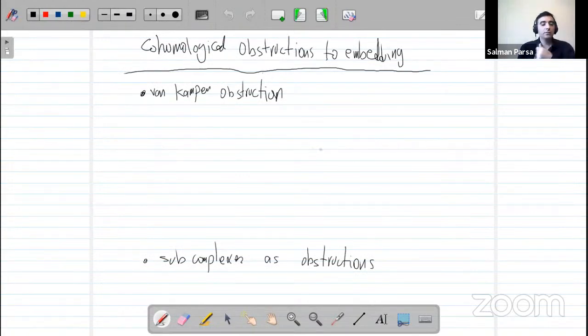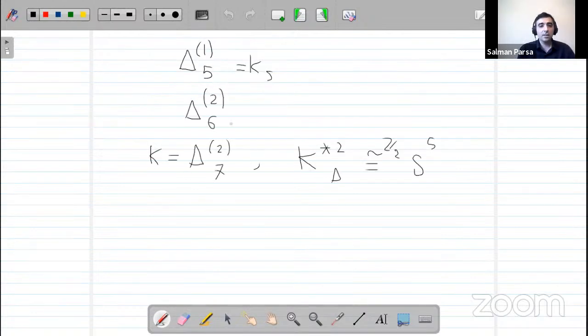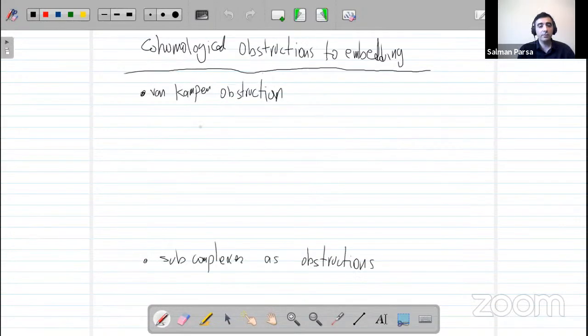These are traditionally defined in the deleted product instead of the deleted join. Another proof that the same complex here, the 2 skeleton of the simplex with 7 vertices, does not embed into R4, is given by Van Kampen using an approach which we can now explain as follows. First, let me define this abstraction in a very general way.